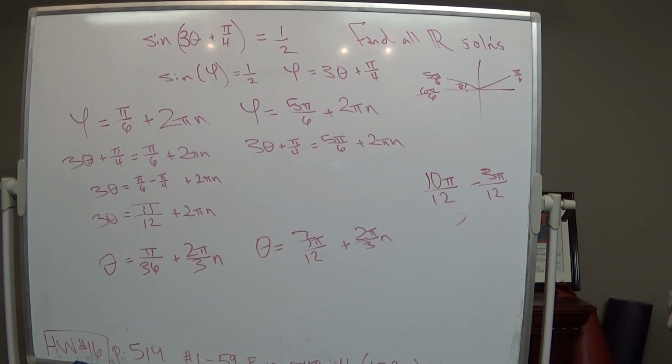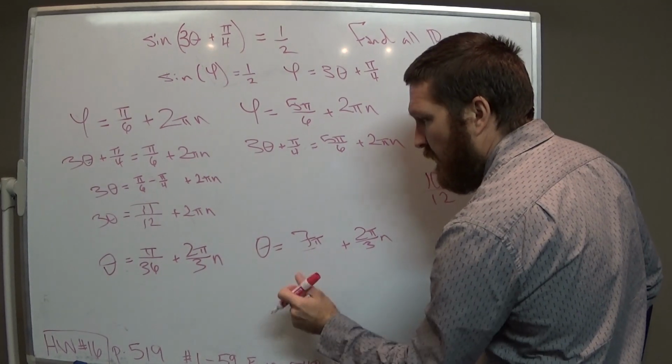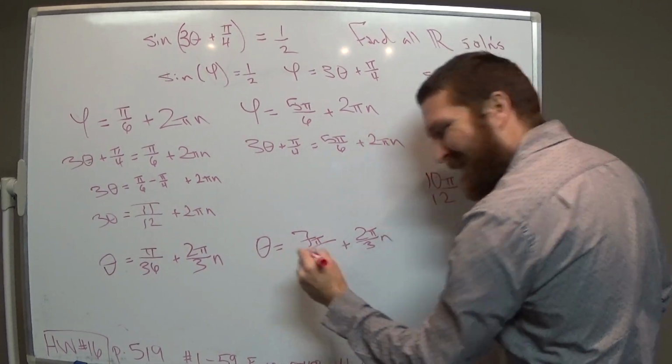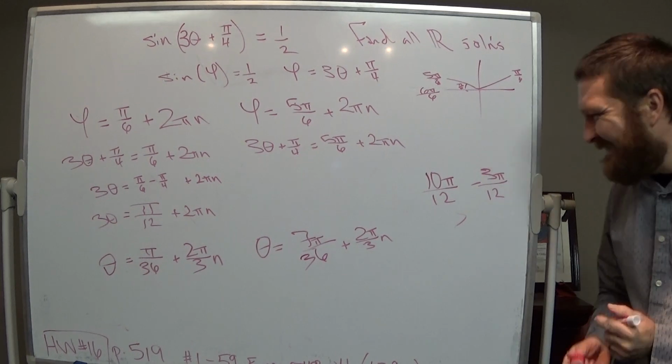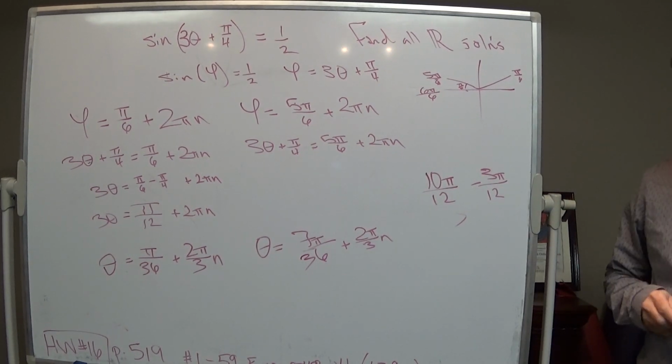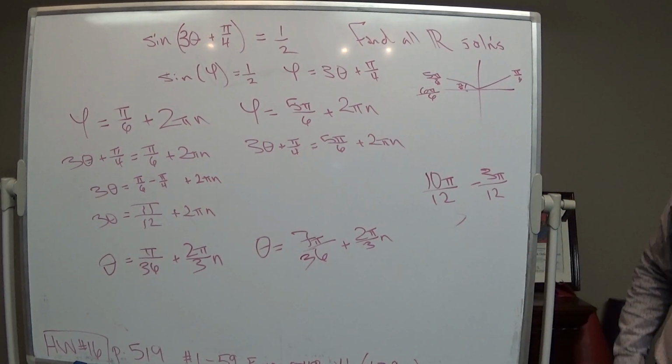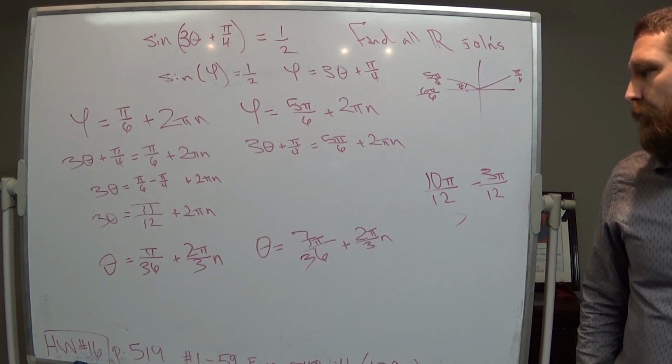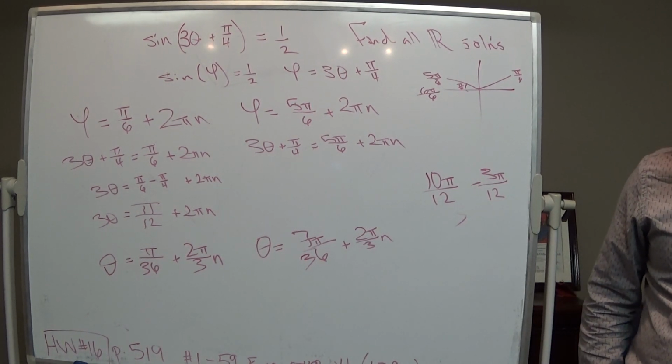Did we divide 7 pi over 12 by 3? Oh, we didn't. Thank you. That should be 7 pi over 36. Good catch. Okay, so, questions on this?